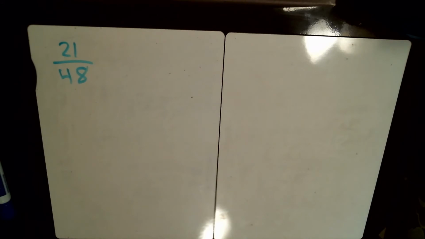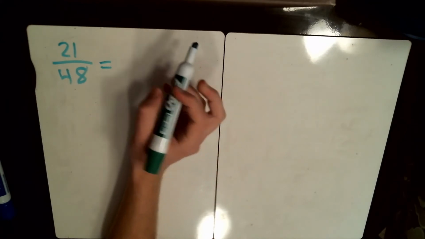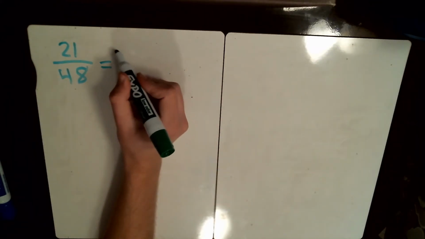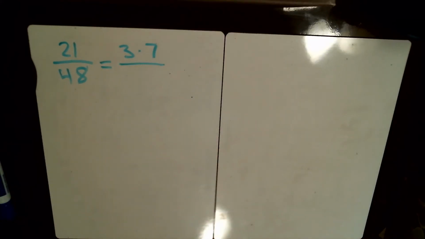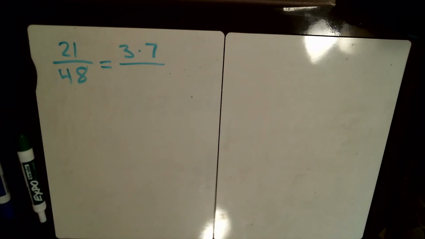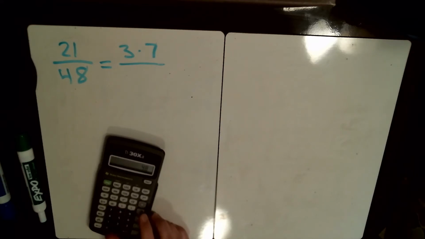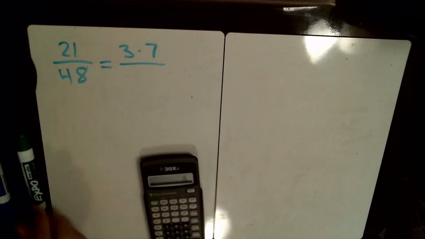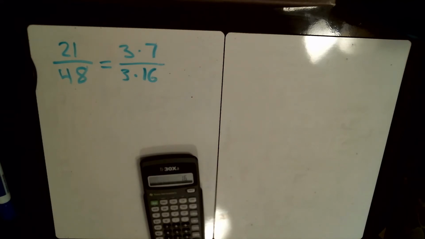So you can think of what sorts of things go into 21. Well, 21, let's see, 3 goes in there, and it's 3 times 7, right? Okay. And then I could ask myself, does 3 also go into 48, or does 7 go into 48? Well, to find that out, if I go in my calculator here, I'm going to do 48 divided by 3. Let's see what happens. Oh, I get 16. So this would be 3 times 16. It goes in evenly, so I'm going to write that down.